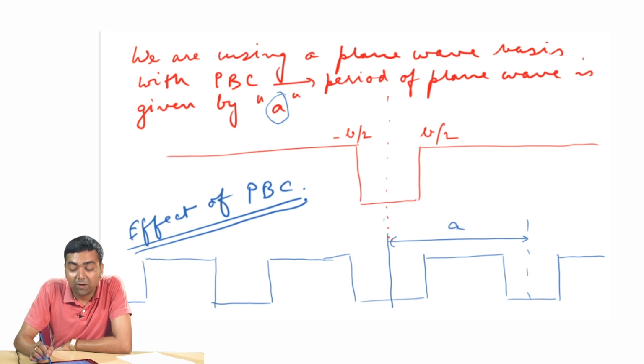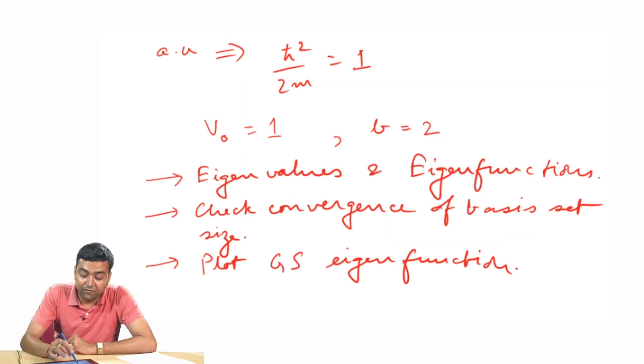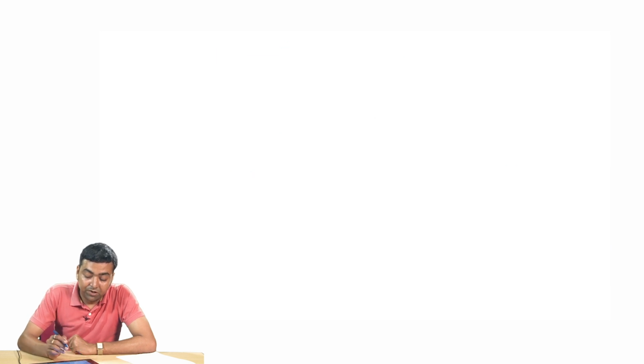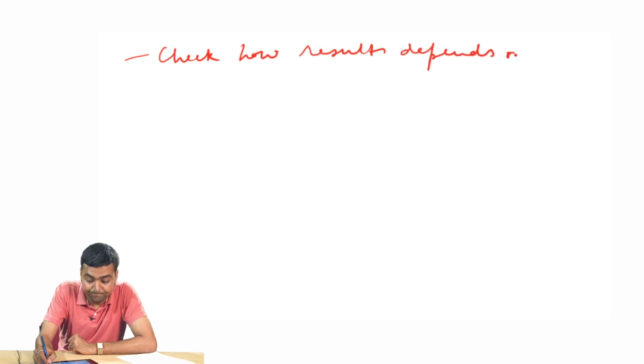For this particular problem, this periodic boundary condition imparts a spurious interaction between the potential present here and its periodic image here. So, we need to take this fact into account. In addition to the different things which we need to check here, we also need to check how results depend on the values of A.